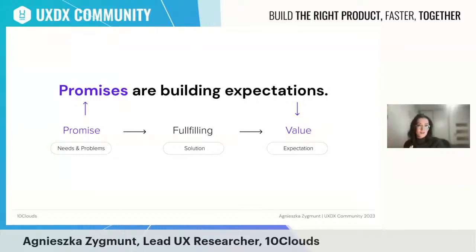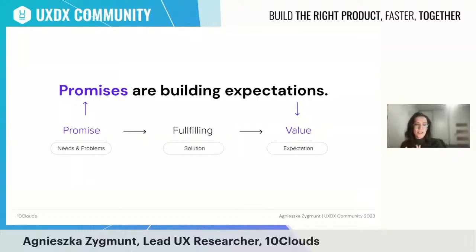And there's a question, okay, so we have the values, we have this process, we have this promise, fulfilling, and value. We know that if we want to create a solution, and if we want to give the value at the end, we need to have the promise. So how to build the promise in this case?